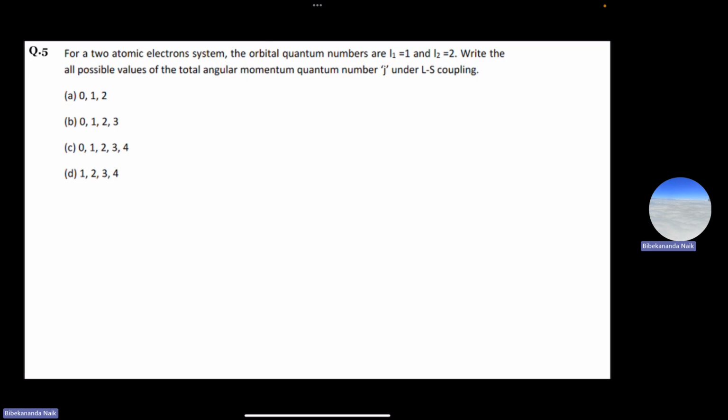Before we solve it, we should keep that in mind. In the question, it is given that it is a two atomic electron system. So L1 is 1, L2 is 2, S1 is half, S2 is again 1 by 2, because these are electrons and for electron S is half. Now again we will find all possible values of total angular momentum quantum number J under LS coupling.